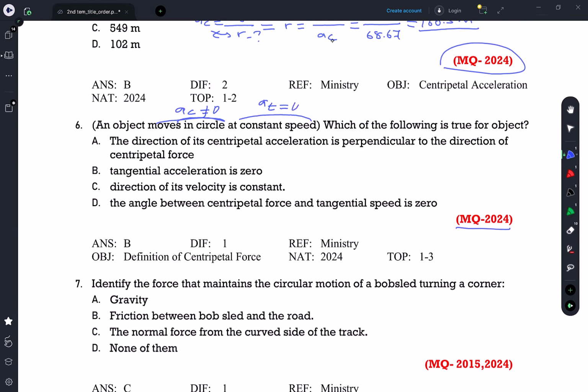Tangential acceleration is 0. Now, the direction of the centripetal acceleration is perpendicular to the direction of centripetal force? No, centripetal acceleration and centripetal force are always in the same direction, so not perpendicular. This is incorrect. Tangential acceleration is 0. This is correct because of constant speed. Direction of its velocity is constant? No, in circular motion, direction is changing. Not correct. The angle between centripetal force and tangential speed is 0? No, they're 90 degrees, so it must be 90 degrees. The answer is B.